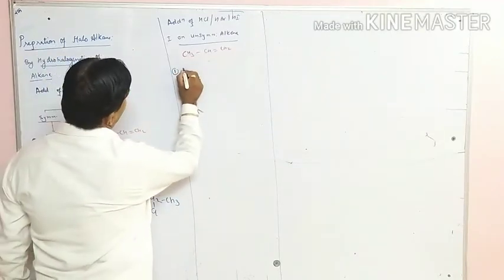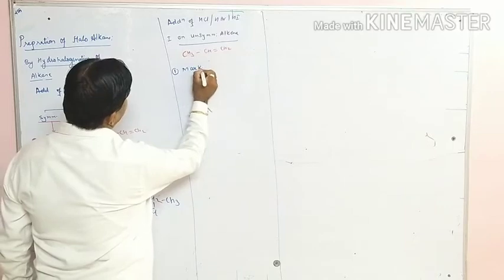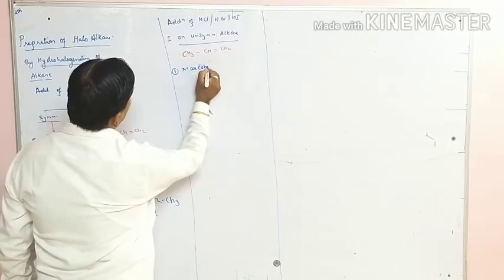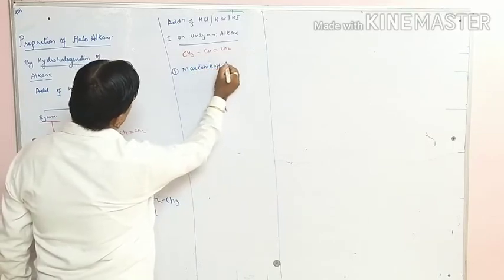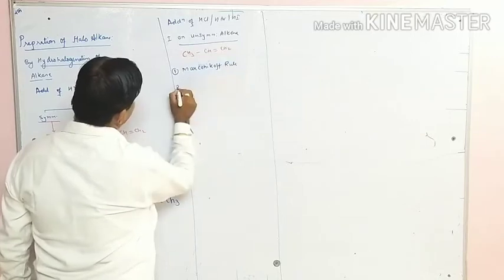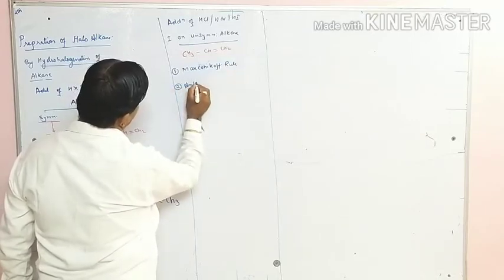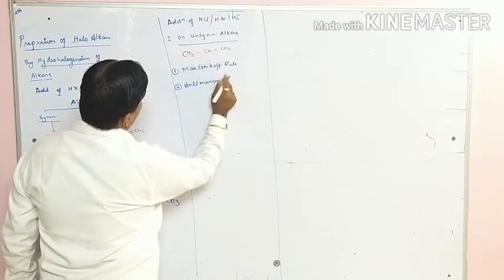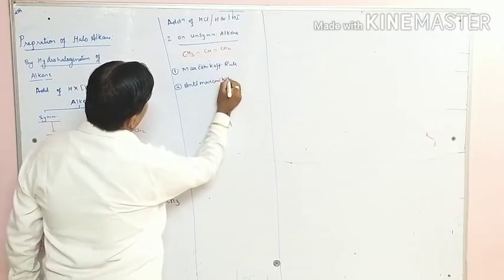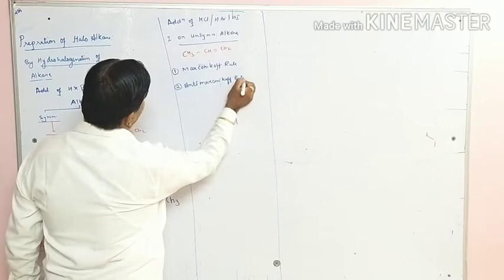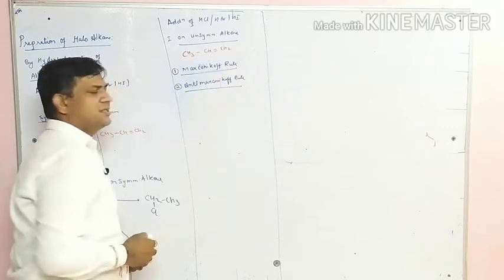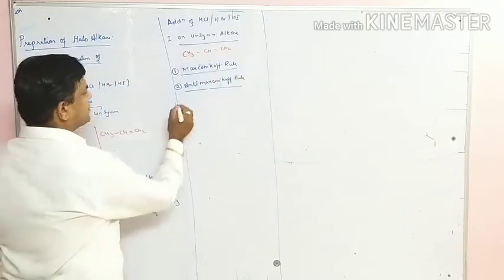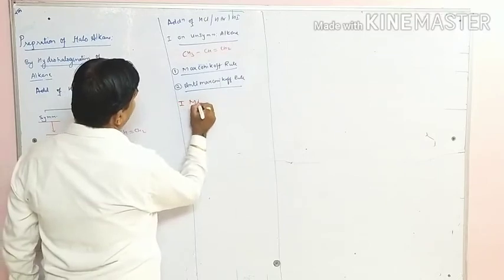What are the two rules? First is in the 11th class it was studied Markonikov Rule, and the second is the anti-Markonikov rule. We have got the two rules. First is Markonikov and the second is the anti-Markonikov rule. First, we start for the Markonikov rule.